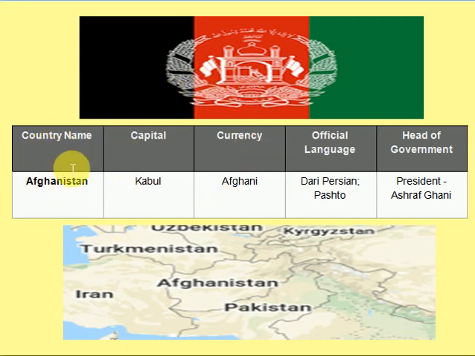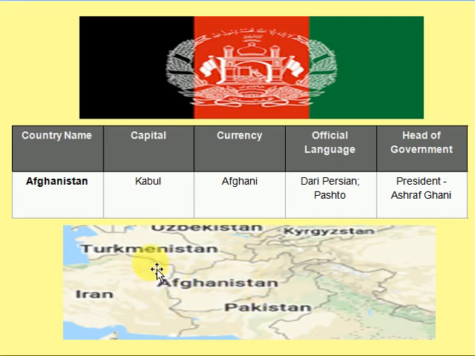Country name Afghanistan, capital is Kabul, currency Afghani, official languages Dari Persian and Pashto, and head of government is President Ashraf Ghani. Here is the flag of Afghanistan. Have a look at how it looks, and here is the map of Afghanistan. Neighboring countries you can see: Pakistan, Kyrgyzstan, Turkmenistan, Uzbekistan and Iran. India being a neighboring country, you know more about Afghanistan. We have very old trade relations with this country.